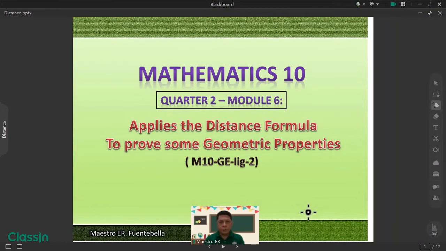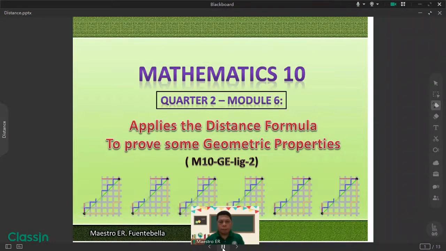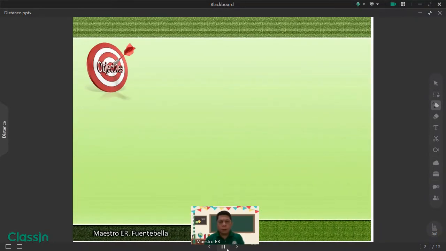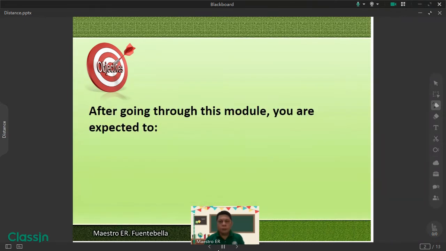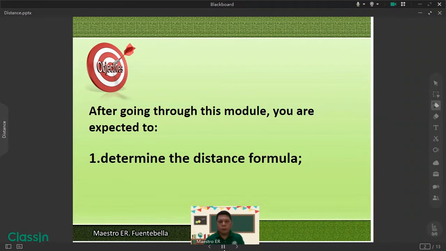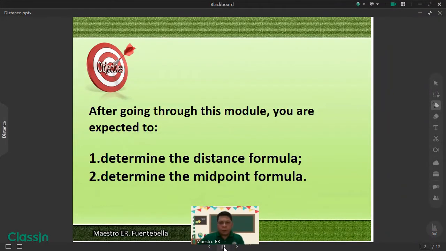Part 2, Module 6 of our Mathematics 10 applies the distance formula to prove some geometric properties. Our objectives are, after going through this module, you are expected to determine the distance formula and to determine the midpoint formula.